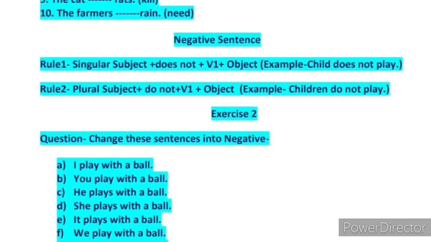Now the negative sentence. The rule for the negative sentence: first rule is singular subject plus does not plus V1 plus object. For example, child does not play. For the plural subject: plural subject plus do not plus V1 plus object. For example, children do not play.